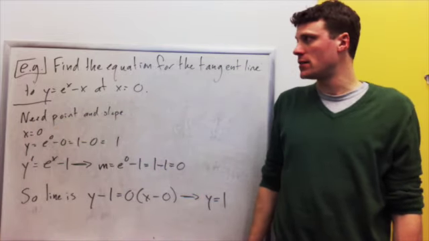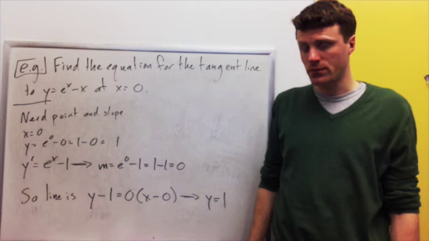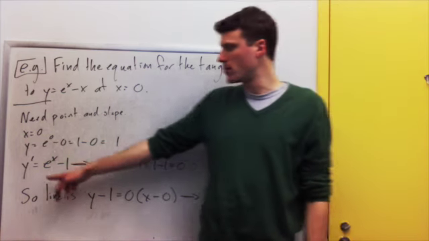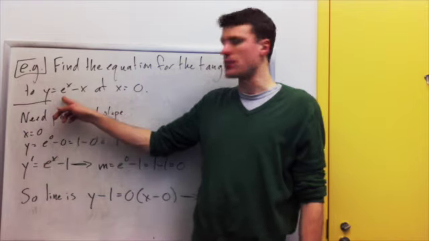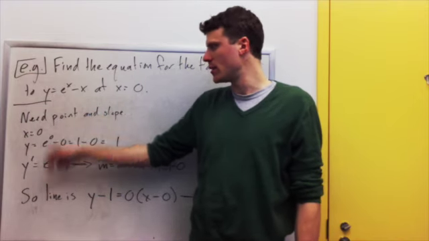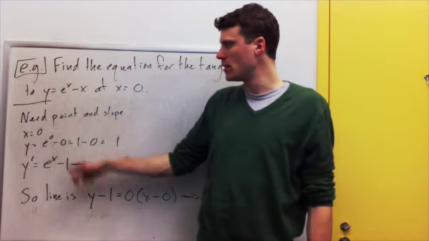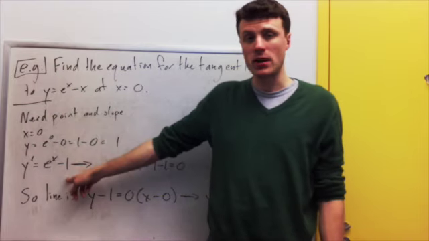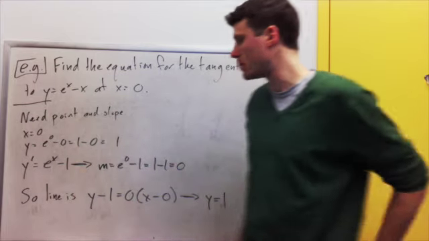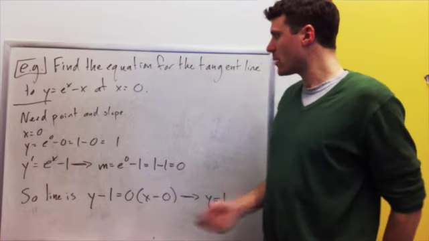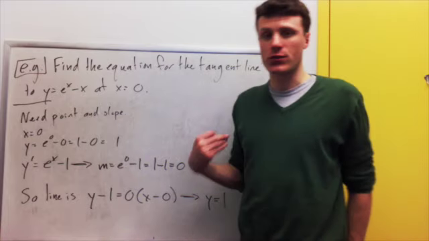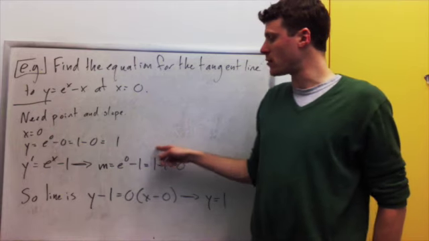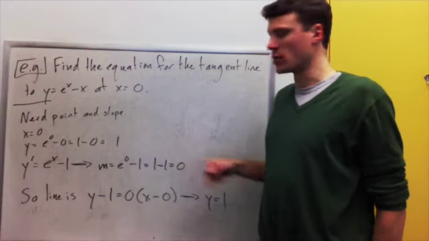How do I find the slope of the tangent line? Well, the derivative gives me the slope at any point. So first I compute the derivative. The derivative of e to the x is e to the x. The derivative of x is 1. So e to the x minus x gives me the derivative e to the x minus 1. At the point I care about, which is x equal to 0, to get the slope, I plug in 0 into the derivative. So my slope is e to the 0 minus 1, which is 1 minus 1, which is 0.